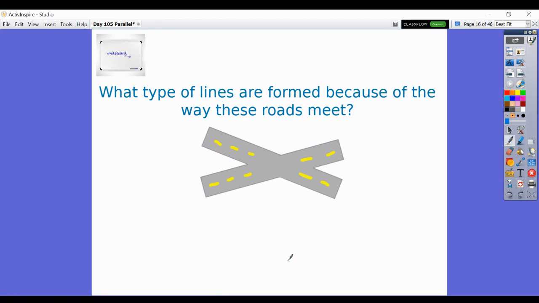Which type of lines are formed because of the way these roads meet? Pause, answer, and come back. Okay, if you got perpendicular, no. If you got parallel, no. If you got intersecting, bingo, those are intersecting lines because there's no right angles formed there.